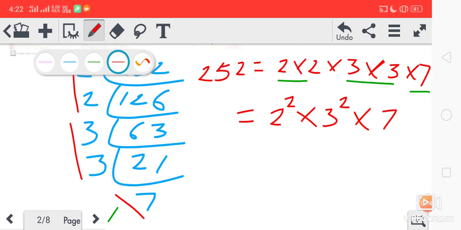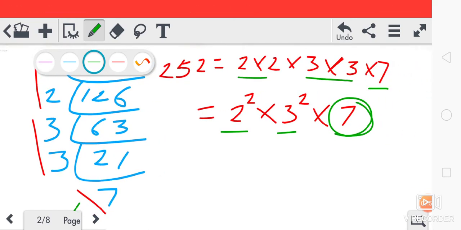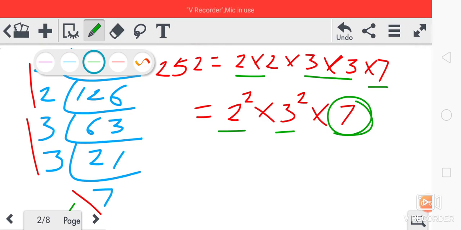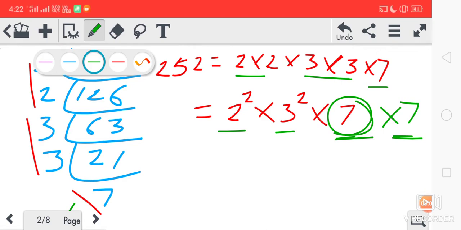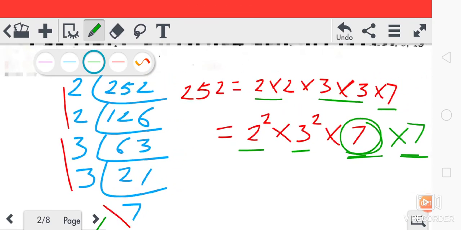Is it a perfect square? No. Why? Because 2 is in square, 3 is in square, but 7 is not in square. So which number should we multiply to make it a perfect square? If we multiply one more 7, it will become 7 square. So in the RHS we are multiplying one more 7, so in the LHS also we have to multiply one more 7.